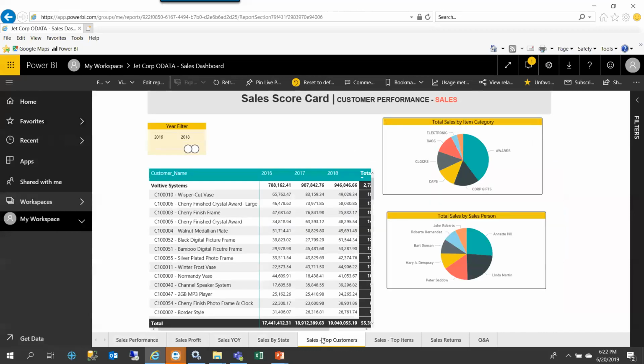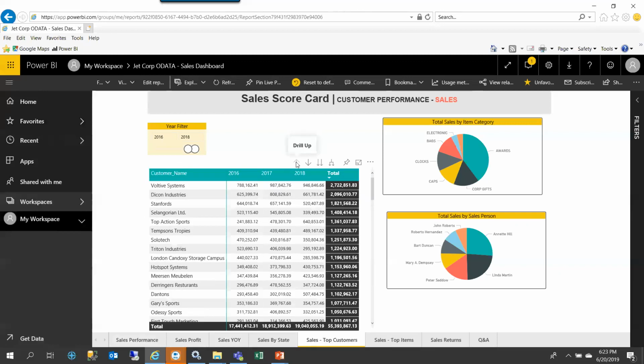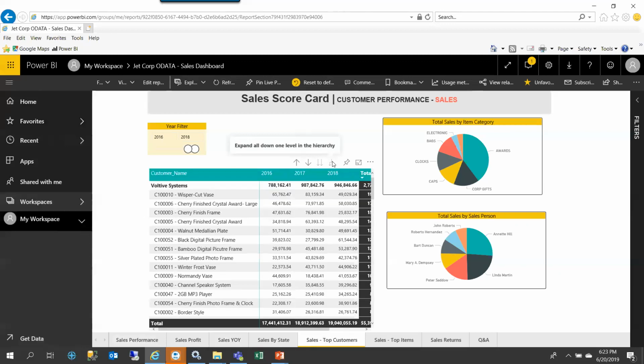What about sales by customer? Here in the sales by top customers, we're ranking customers in descending order. This visual allows us to actually drill up or down. Here I'm looking at the customer Volatile Systems and actually the items that they sold. I can drill up on a more summarized basis where I'm just listing customers. Or again, we can drill down here and look at customers and then exactly what items were sold to those customers.